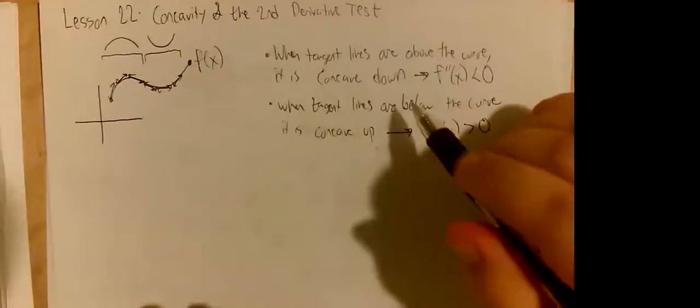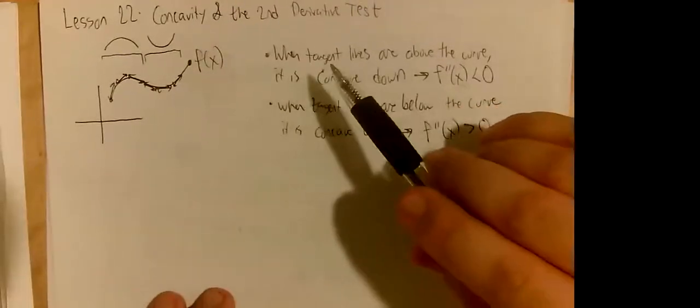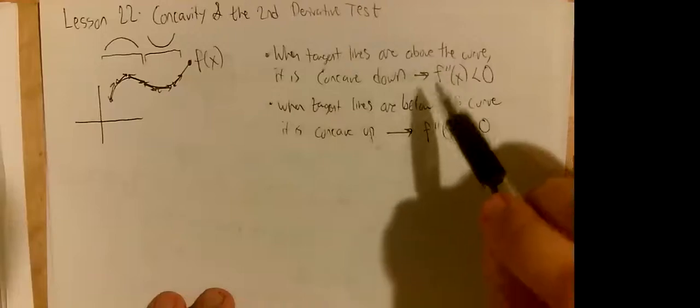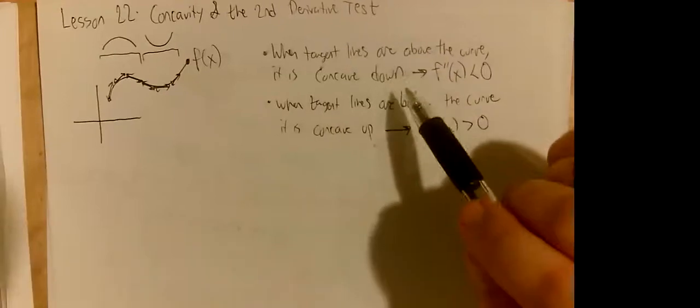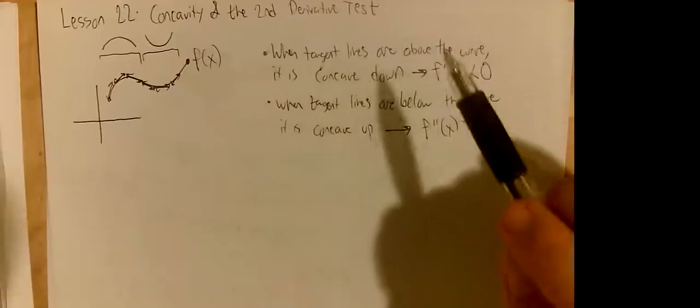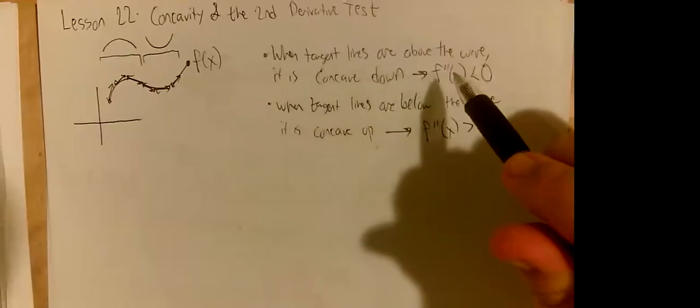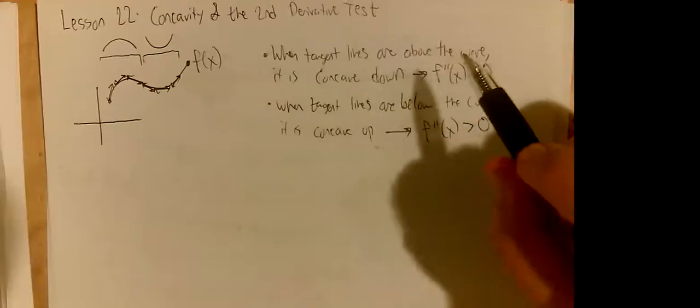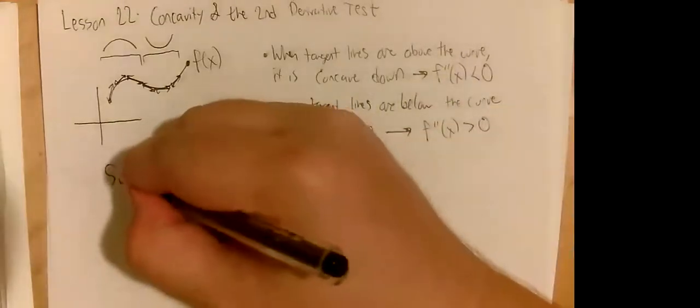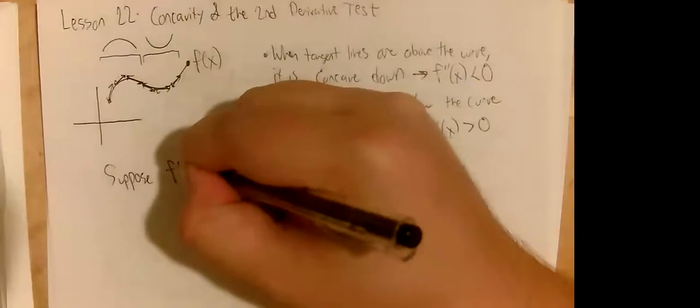All right, now why would we care about this? Well, it's not so much that the tangent lines are above or below the curve, although this does have some implications if we're using tangent lines to estimate. Knowing the concavity of your curve can tell you which way it bends. So suppose, for example, we knew that f prime of x was greater than 0 for some reason.